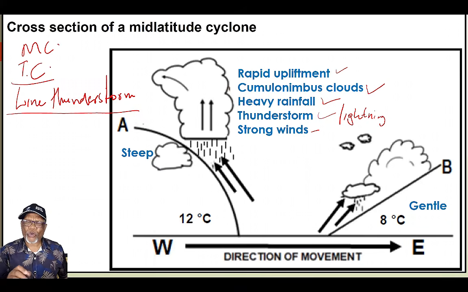Now, what are the impacts? What are the impacts of these clouds? It will be the same. The impacts of cumulonimbus clouds, whether it is the cumulonimbus clouds with mid-latitude cyclone, cumulonimbus clouds with tropical cyclone, or cumulonimbus clouds with line thunderstorm. So long as you have cumulonimbus clouds, the environmental impact will be the same.